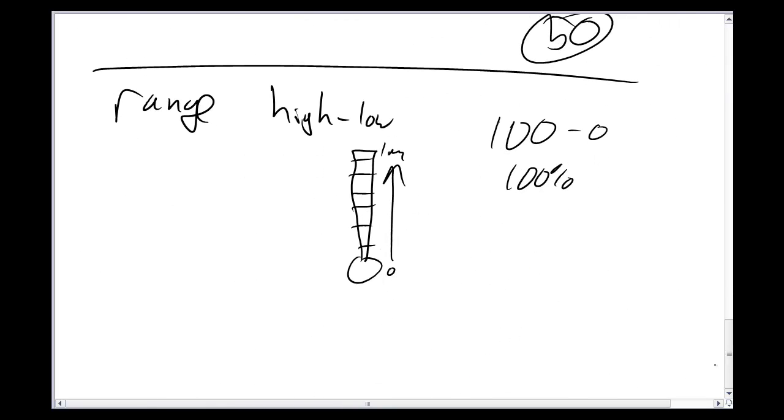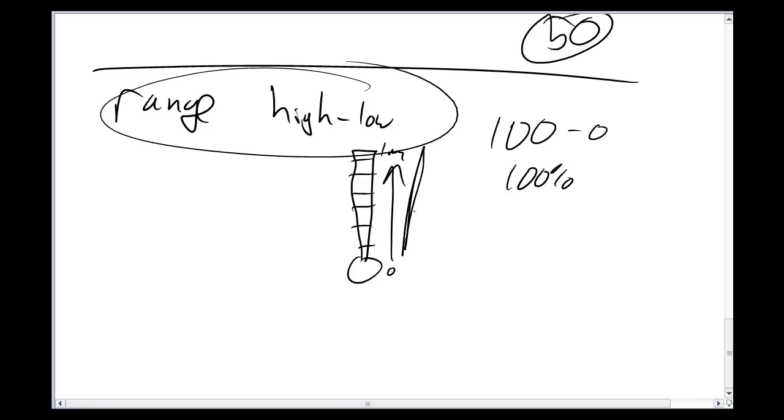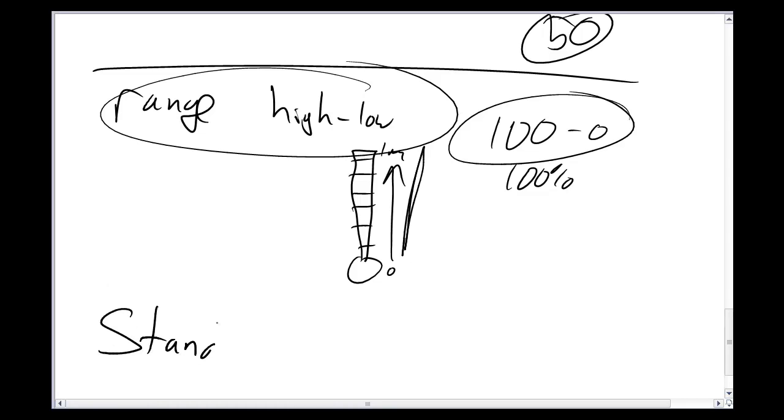Once I get into this range area, this starts talking to me about measurements. How long is this distance? Well, it's $1 million long in this thermometer case. How long is the class? Well, there's 100% that I could achieve in the class, and I see how far towards that finish line I get. And one of the big measurements in this area is something called standard deviation.